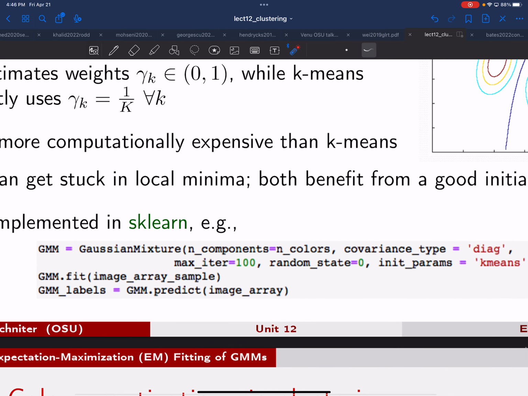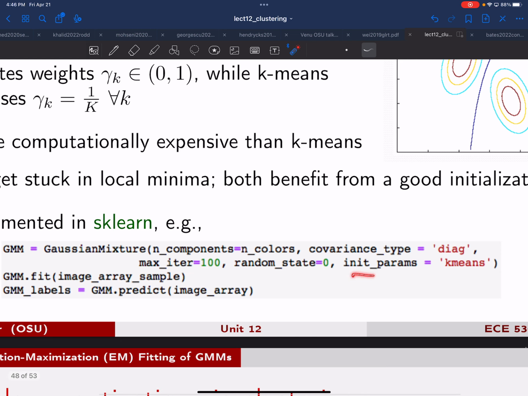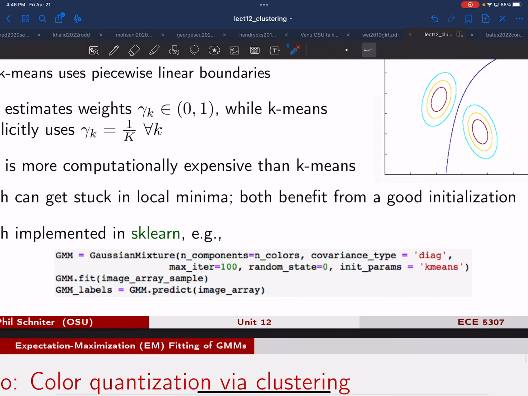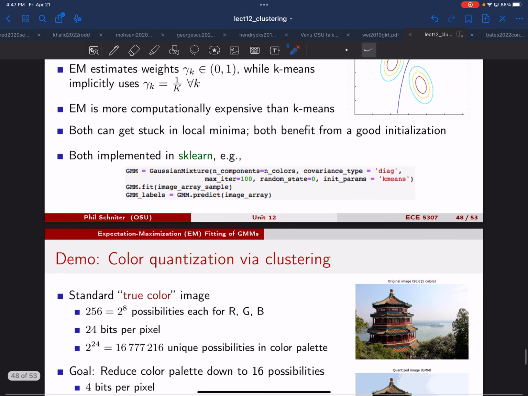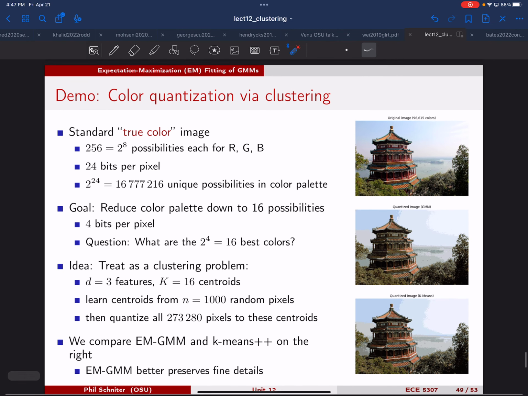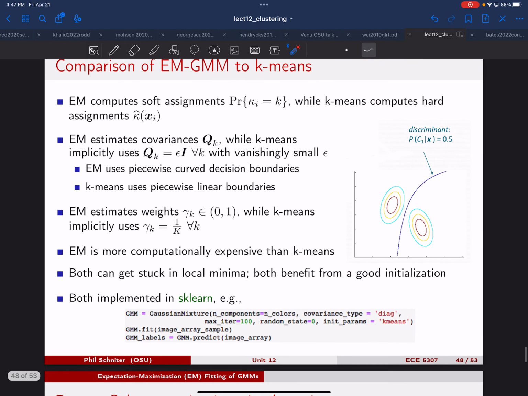So here's how you do it. For Gaussian mixture, you instantiate this. You tell it how many components to fit. You tell it whether you want diagonal covariance matrices or full covariance matrices, how many iterations to run at max, and how to initialize. We'll initialize using k-means. Then, once that's instantiated, you just do .fit. It computes all that stuff internally, and then you can give it your image, your data, and it will predict the labels for that. So it's easy to use, just like all the k-means stuff. Any questions on these two?